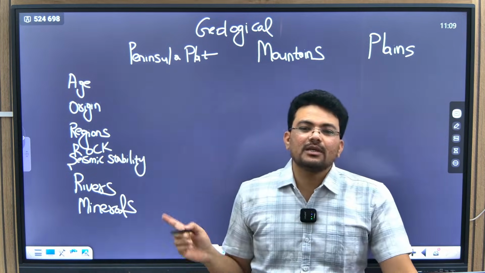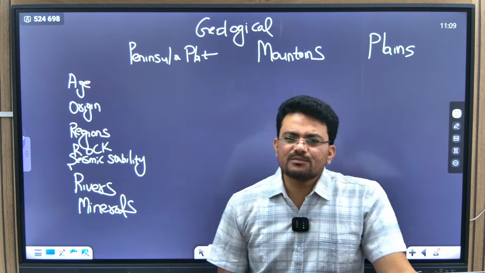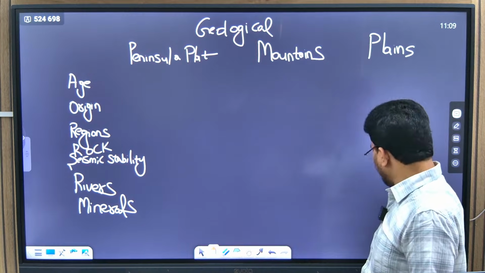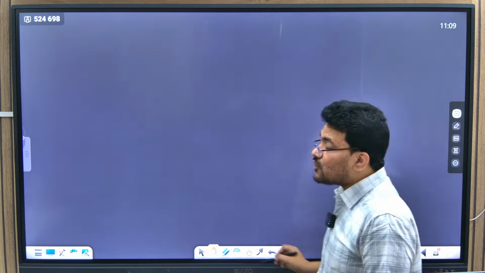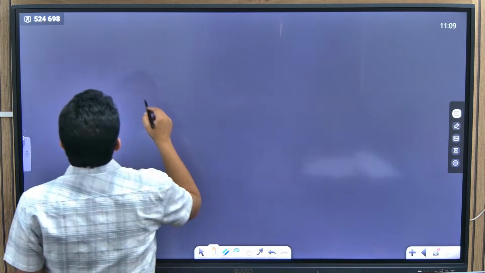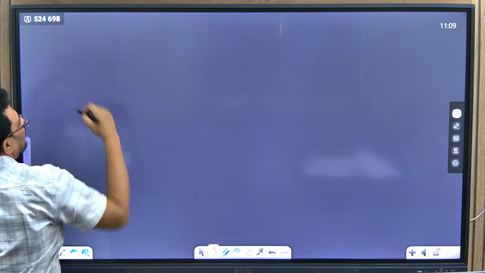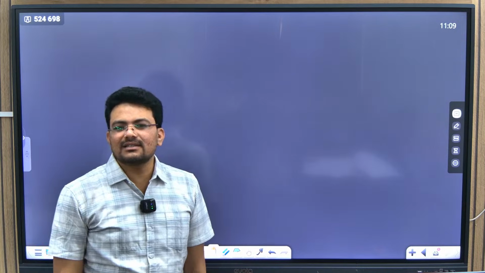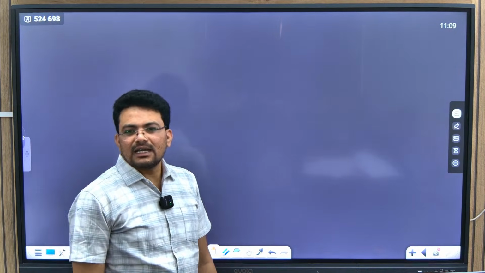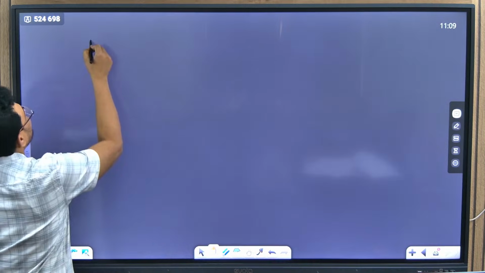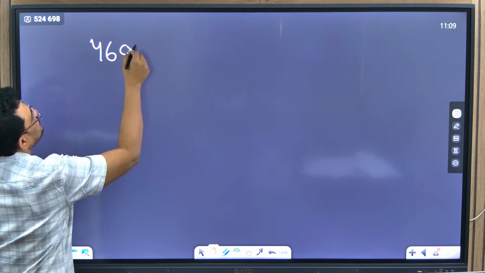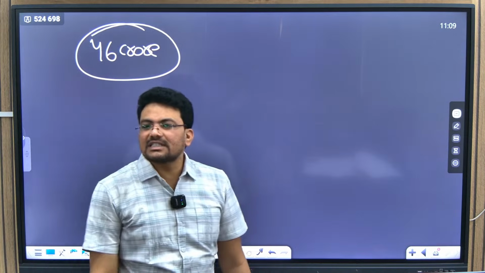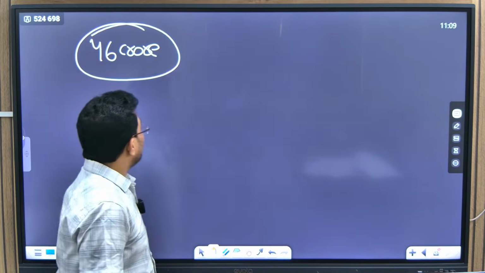See, before knowing about the geology, you must have seen somewhere in world history. Okay, we'll come back here. Sorry, in world geography. Do you know this concept? Earth also has age. How many years? What is the age of Earth? Yeah, 46 crore years. Okay, 46 crore years.